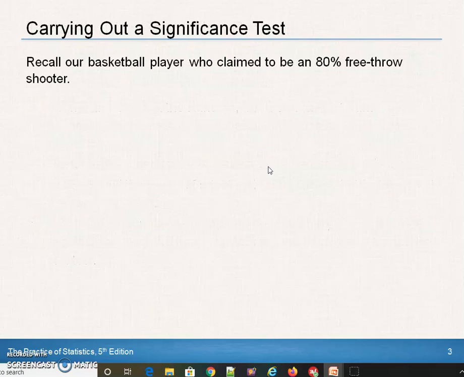So, if we carry out this one, remember last section we talked about the basketball player who claimed they were an 80% free throw shooter, and we said that his shots, 32 out of 50, weren't good enough to convince us that he was actually an 80% shooter. Well, here we're going to use a number instead of just saying it looks pretty small.